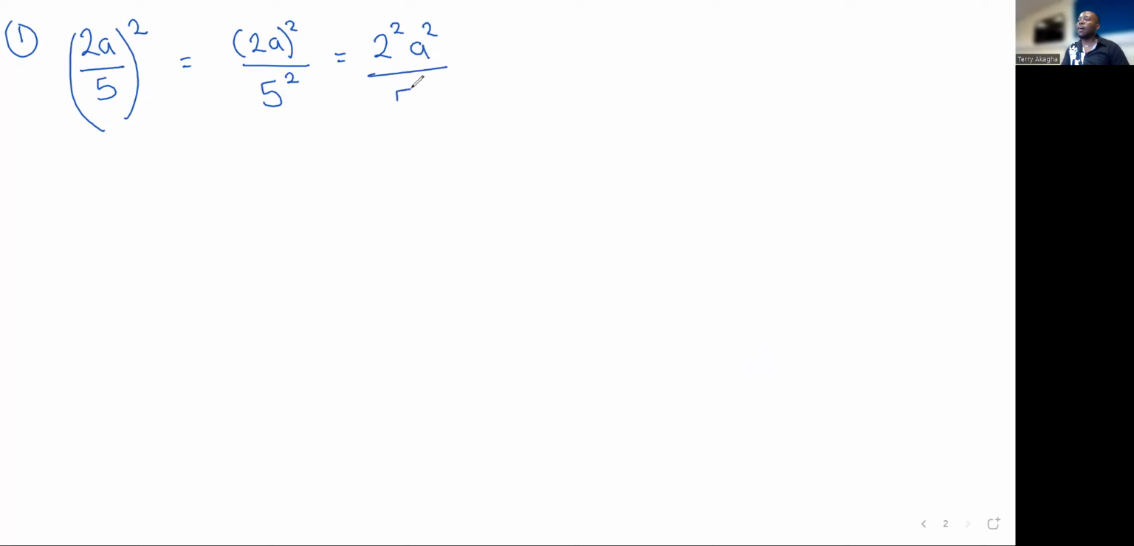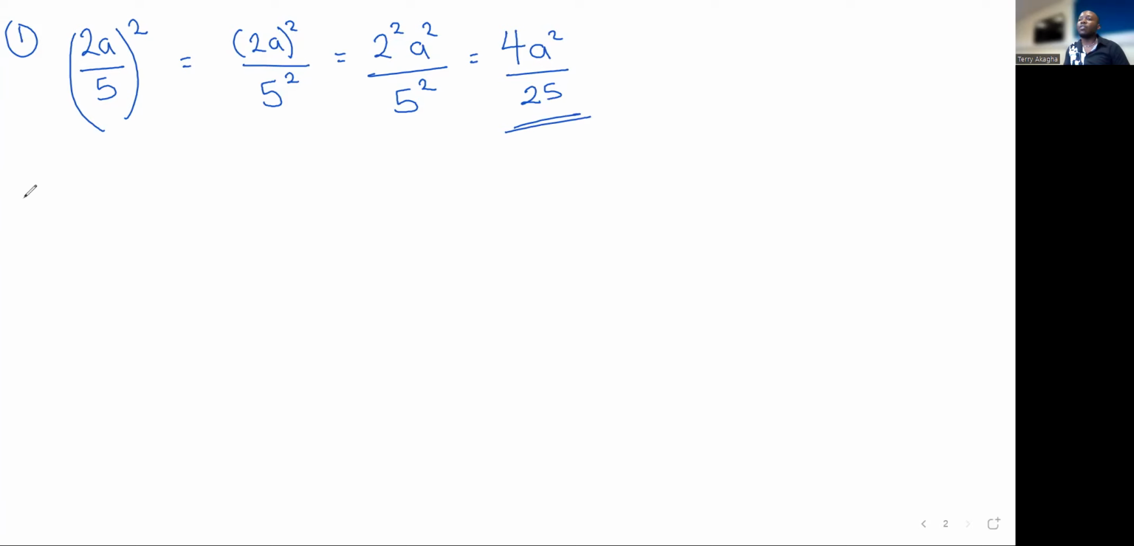And this is going to give us 5 raised to the power 2. 2 raised to the power 2 is going to be 4. a raised to the power 2 divided by 5 raised to the power 2 is going to give us what? 25. So the answer for this is going to be 4a squared over 25.